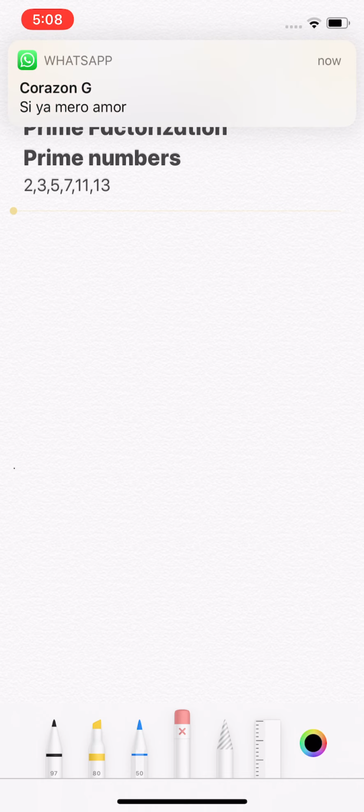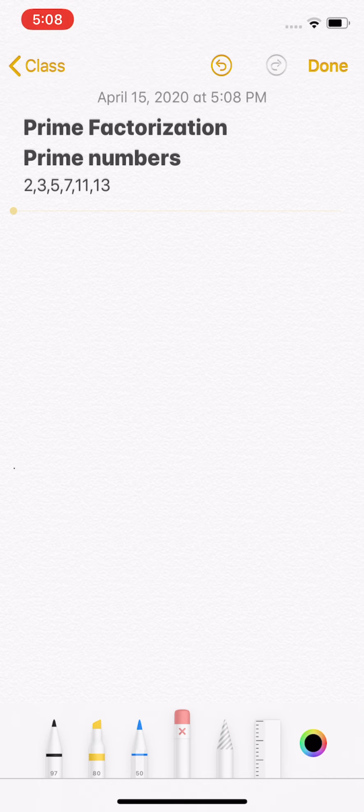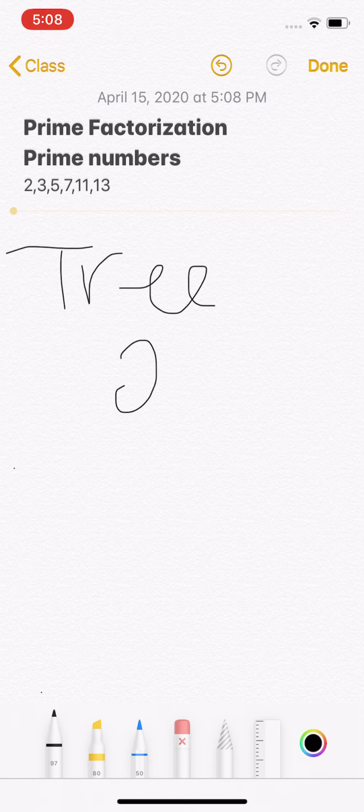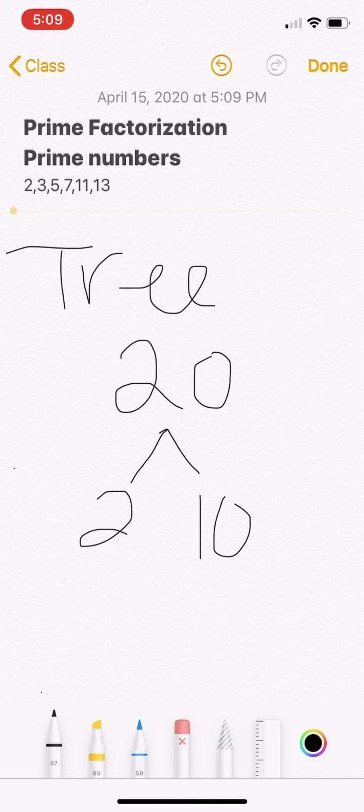I'm going to do an easy number first. So let's say that I give you the number 20. The first thing we're going to do is the tree method. I'm going to take the number 20 and think of any 2 numbers that multiply to give you 20. So for example, we have the numbers 2 and 10. 2 times 10 is 20. You could have done 5 and 4. It doesn't matter which 2 numbers you pick as long as they multiply to give you 20.